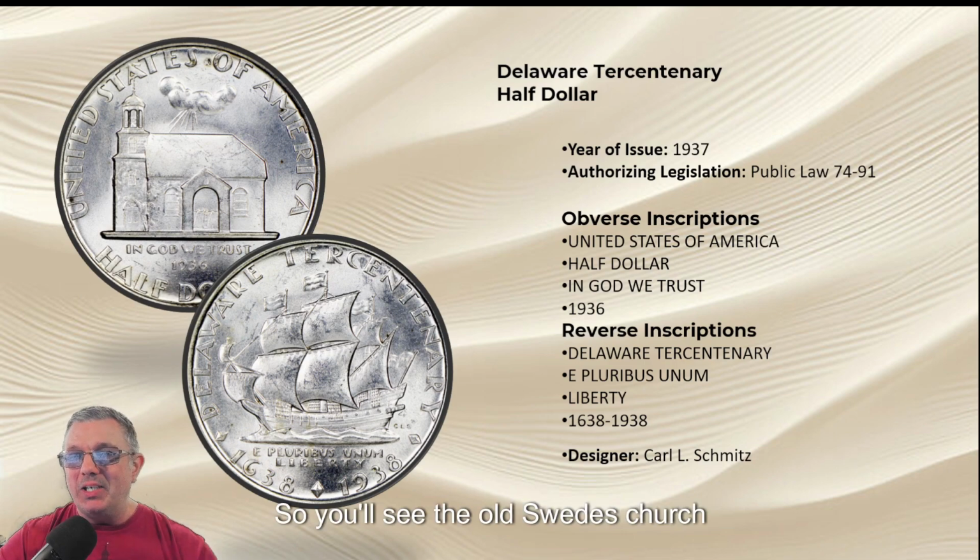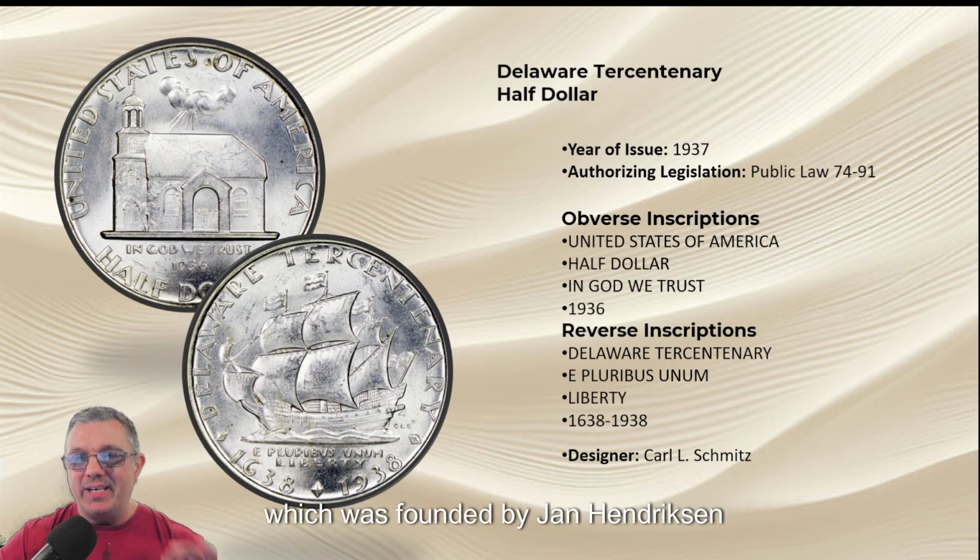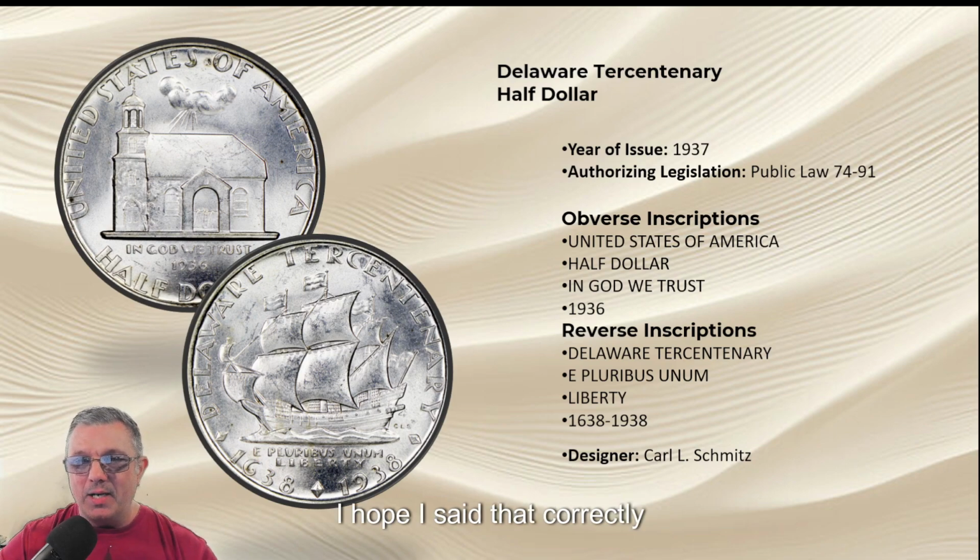So you'll see the old Swedish church that was there in Wilmington, and then on the back you're going to see the commemorative, which is a ship that came from Gothenburg in 1637, founded by Jan Hendriksen van der Water. I hope I said that correctly. But due to storms, it actually delayed their arrival in the North Sea, and so they weren't able to get here until 1638 on New Year's Day. So again, they should have been here earlier, but there's multiple years on this particular one. So 1637, 1636 on the obverse, 1638 on the reverse.